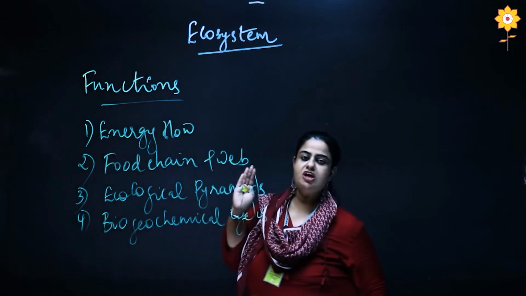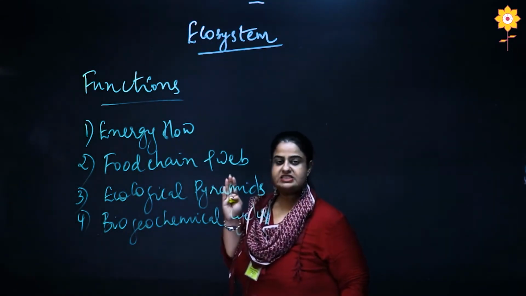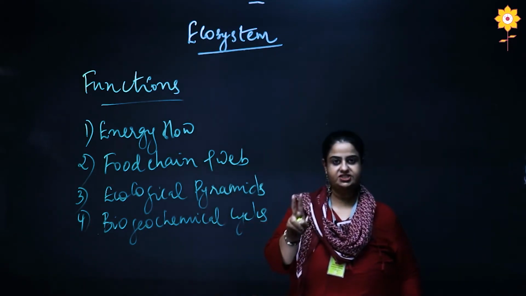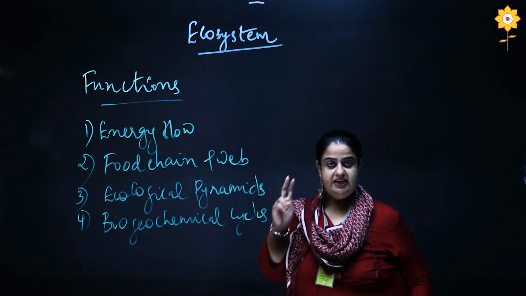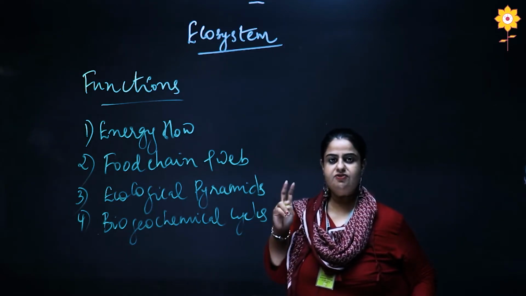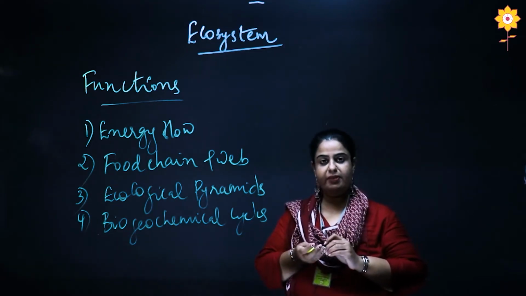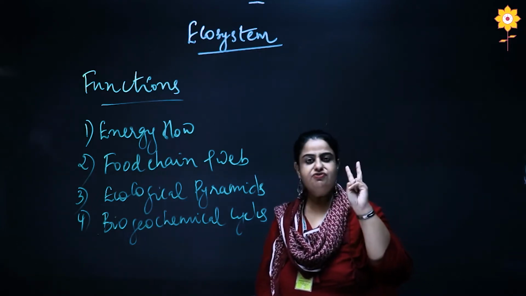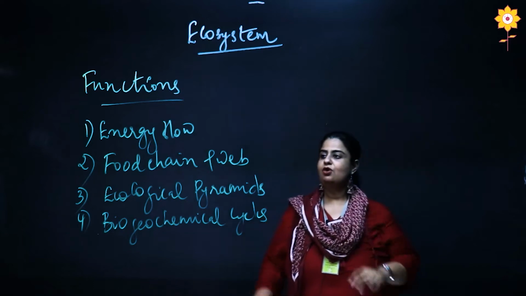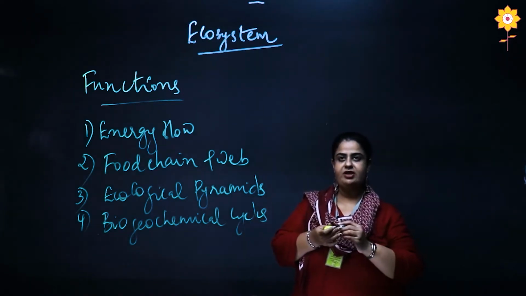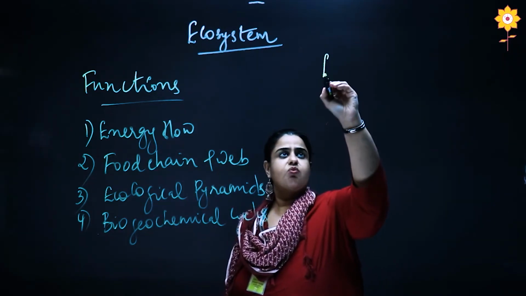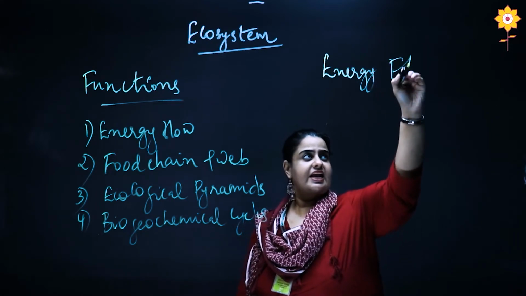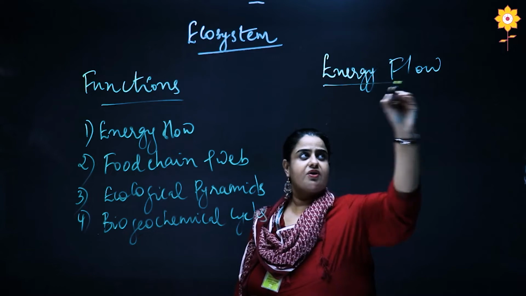Now, why focus on these four aspects? Because these four aspects cover the two major ingredients that are required for the interaction between biotic and abiotic components, that is energy flow and flow of nutrients. Okay. First, our concentration will be on energy flow. Now, what is energy flow and how is it relevant in an ecosystem is what we are going to focus on now.